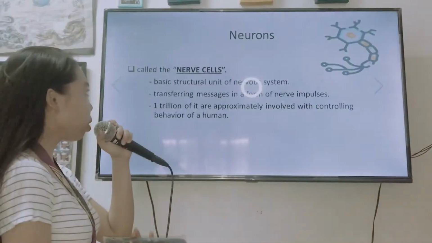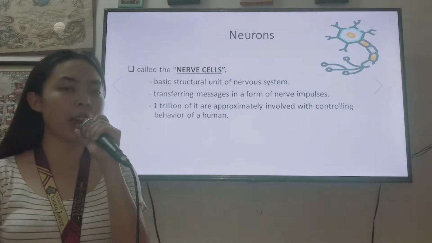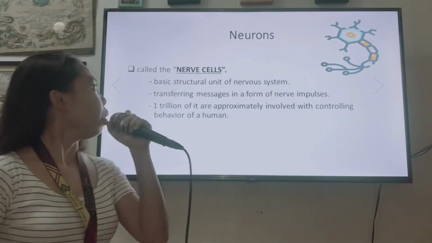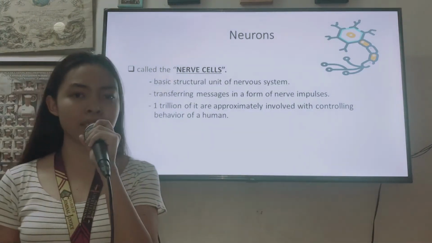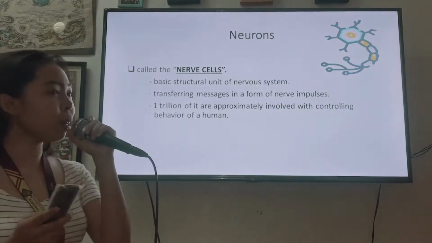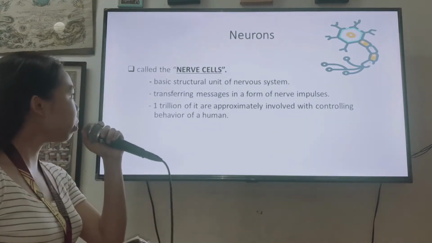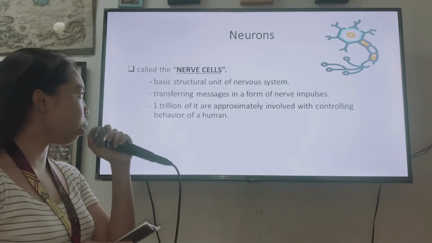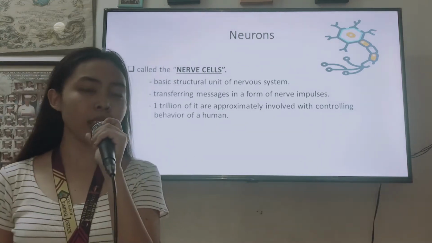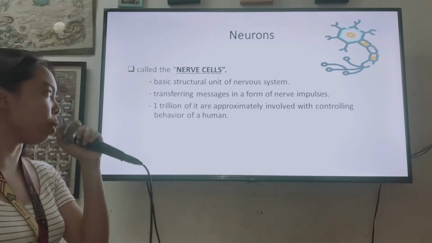First is the neurons. We call it nerve cells. It is the basic structural form or unit of the nervous system, transferring messages in the form of nerve impulses, and we consider that approximately 1 trillion of them are involved with controlling behavior.